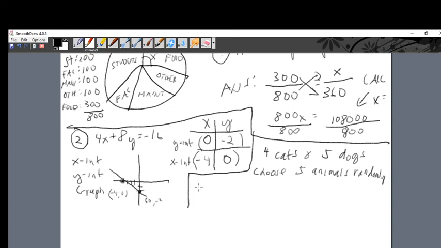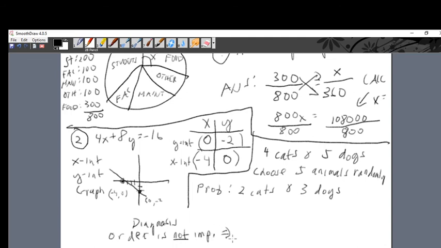Now, here's the question. What's the probability of getting 2 cats and 3 dogs? Now, is order important or not? The 2 cats are going to be 2 cats, whether the red cat comes out first or the black cat comes out first. It doesn't matter. You're getting 2 cats. Same thing with 3 dogs. So therefore, order is not important. That leads us to, therefore, it's a combination.